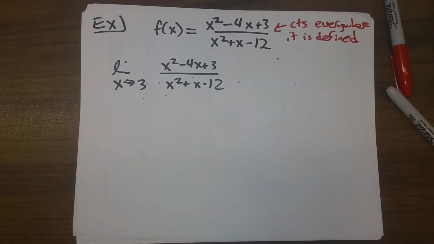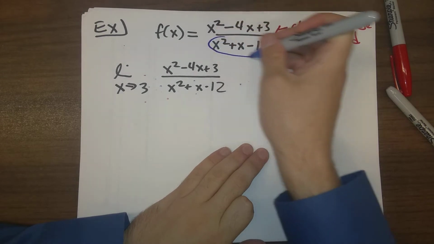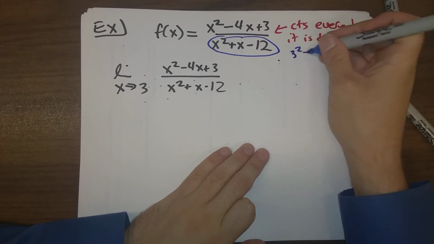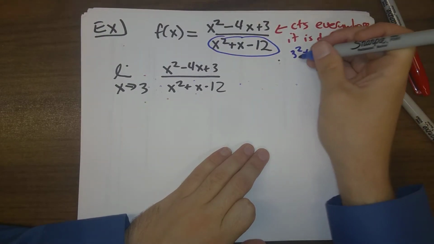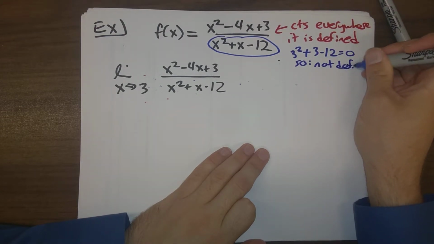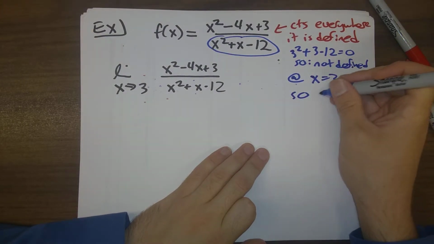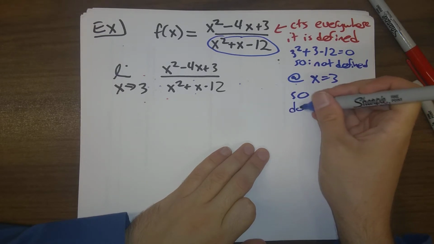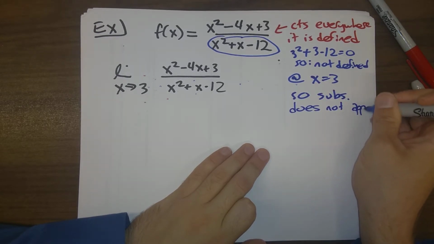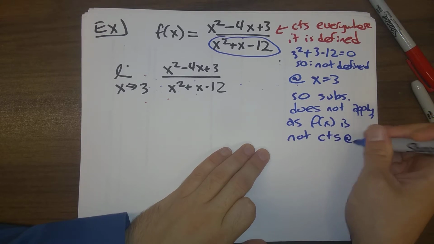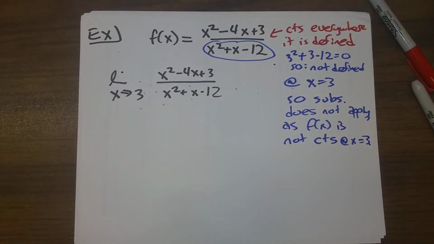However, it would be a little bit too easy for that to happen, because we see if we plug in x is equal to 3 into the denominator, we get 3 squared plus 3 minus 12, which is 0. So it is not defined at x is equal to 3. So substitution does not apply here, as f of x is not continuous at x is equal to 3.